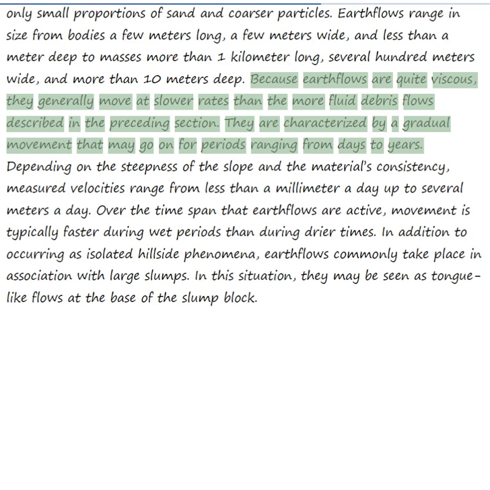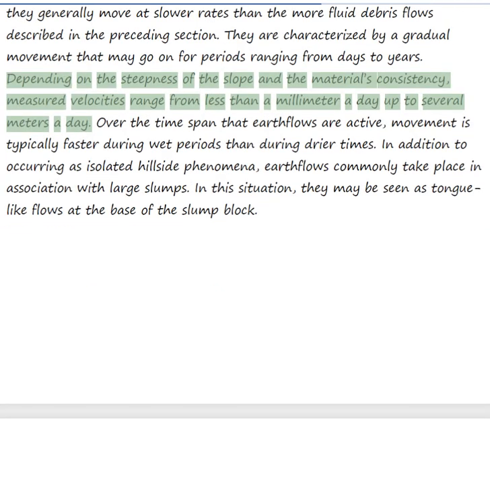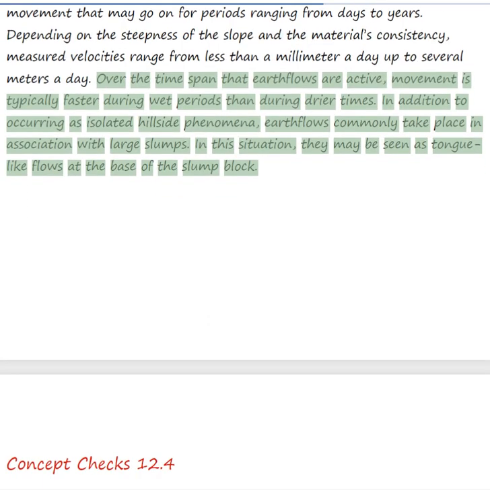Because earth flows are quite viscous, they generally move at slower rates than the more fluid debris flows described in the preceding section. They are characterized by a gradual movement that may go on for periods ranging from days to years. Depending on the steepness of the slope and the material's consistency, measured velocities range from less than a millimeter a day up to several meters a day. Over the time span that earth flows are active, movement is typically faster during wet periods than during drier times.